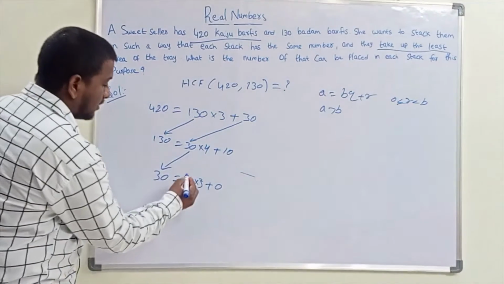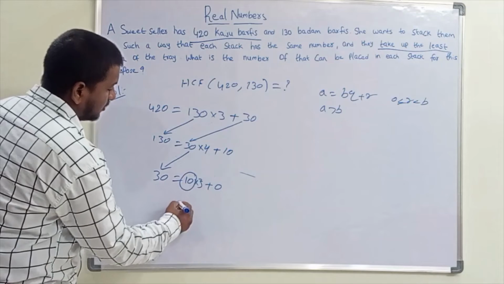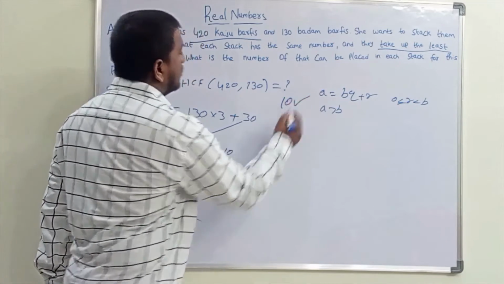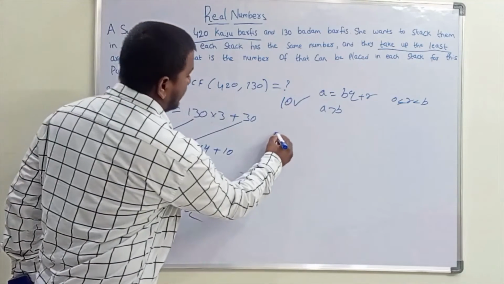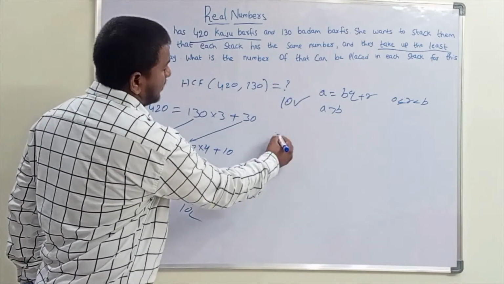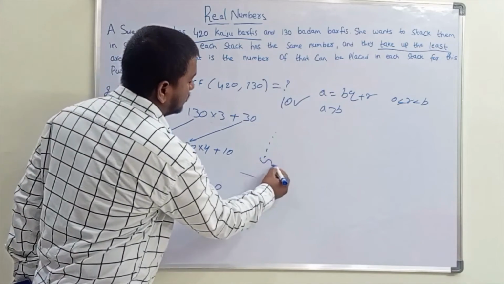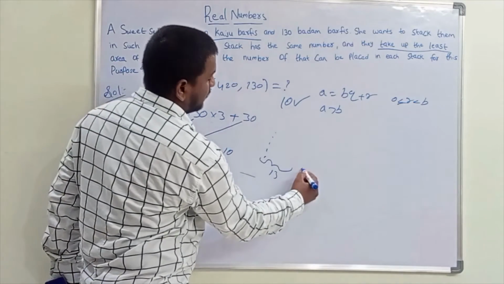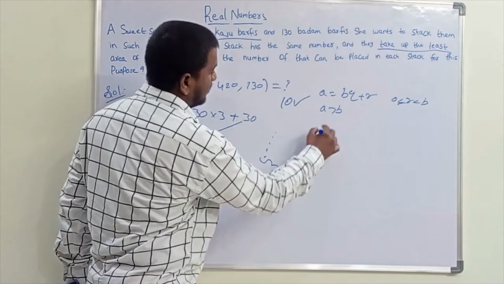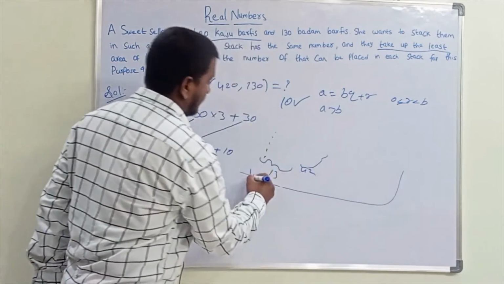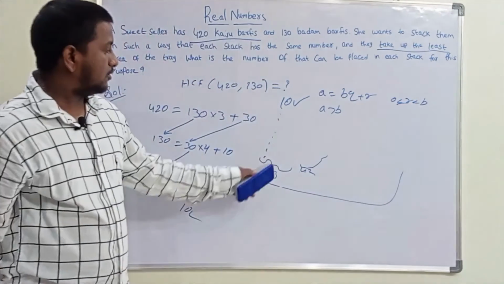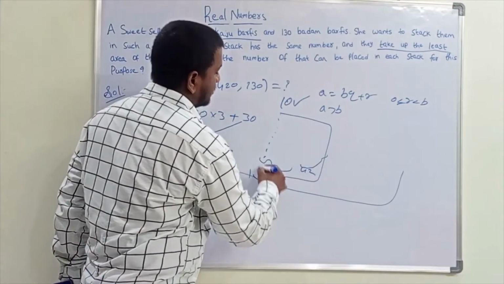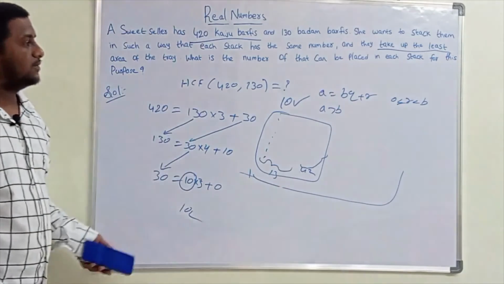And what is the HCF? The value of B at this stage. So HCF is equal to 10. So the answer is, in each stack we can place 10 barfis. So badams will take 13 stacks and kajus will take 42 stacks. This is the optimal space in the tray area. You got the point? So 130 can be placed in this way and all are at the same height. So this lesser space only can be taken for kaju.